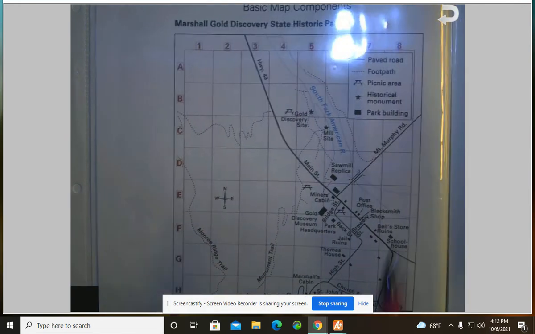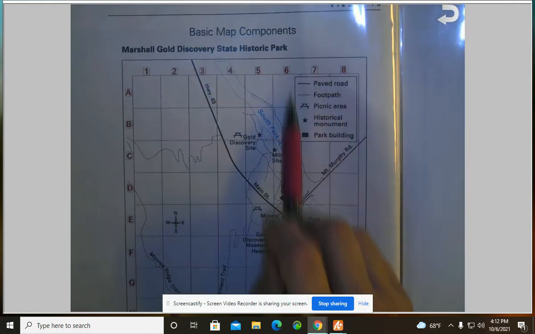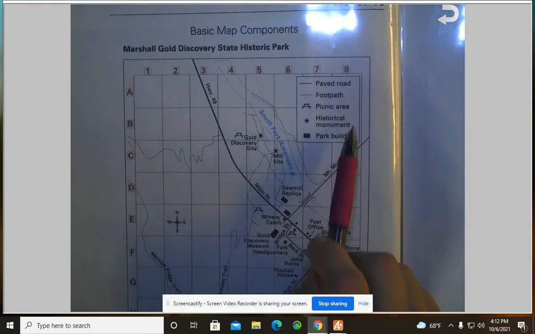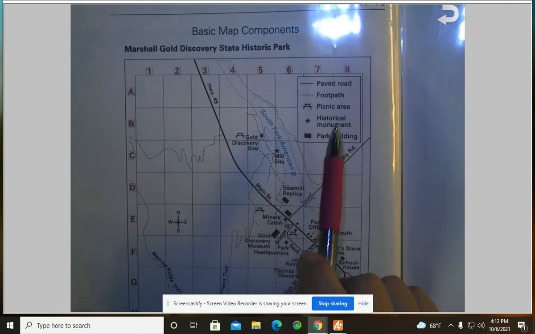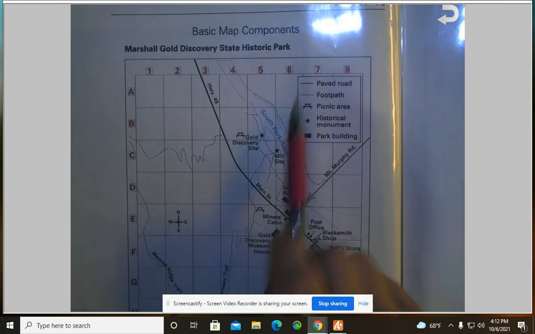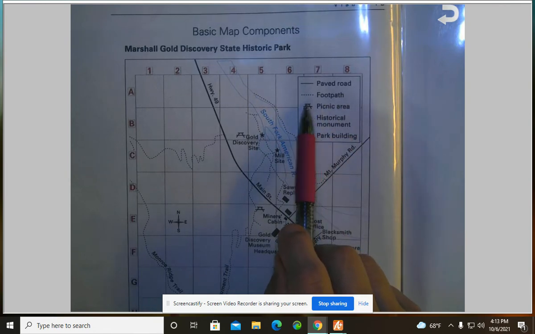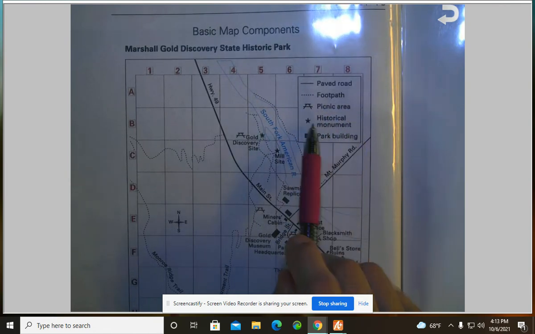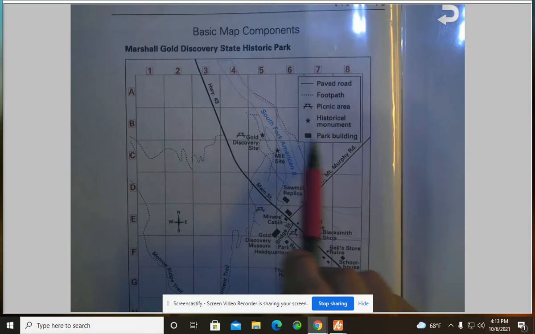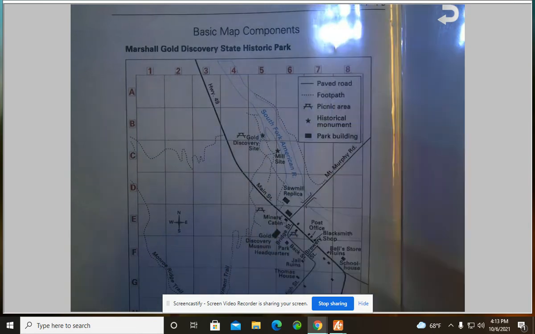You have the key, the map key or legend, and that tells us what all the symbols of a map mean. So in this case, the dotted lines are footpaths. These picnic tables represent picnic areas. Stars are historical monuments. Rectangles are park buildings, and then the solid line is a paved road.